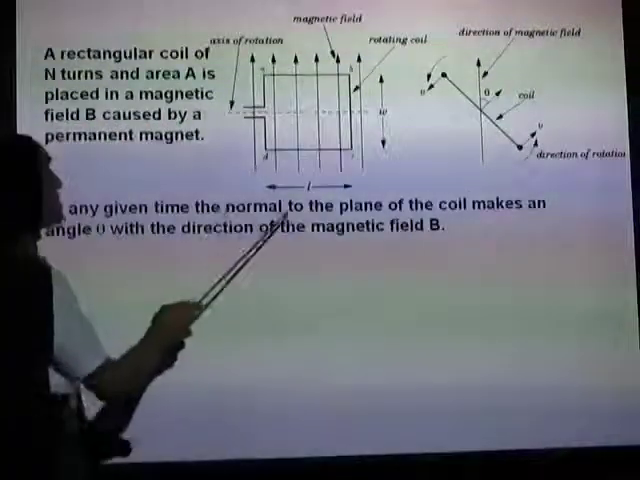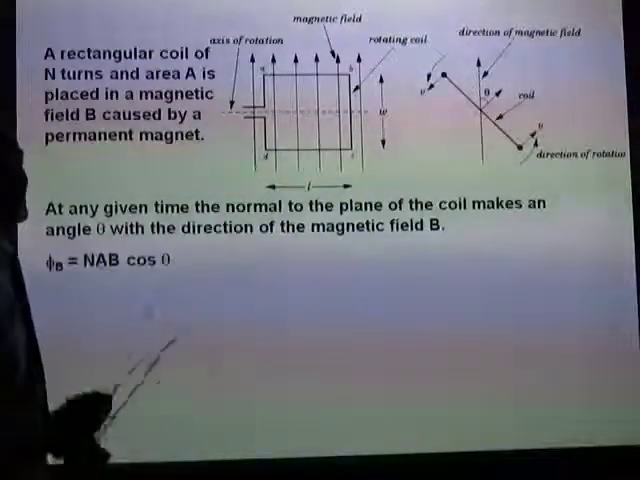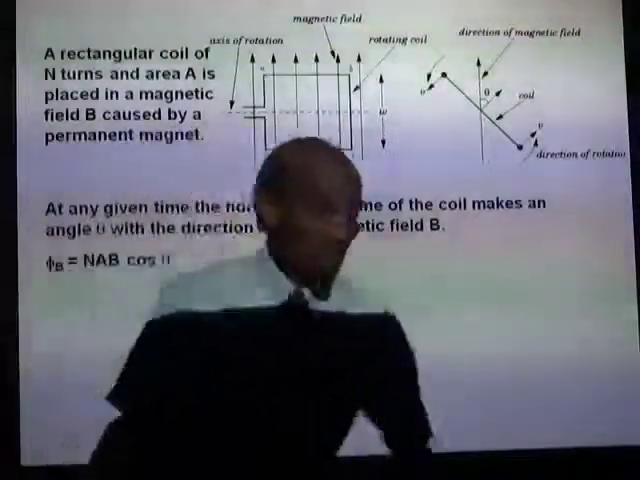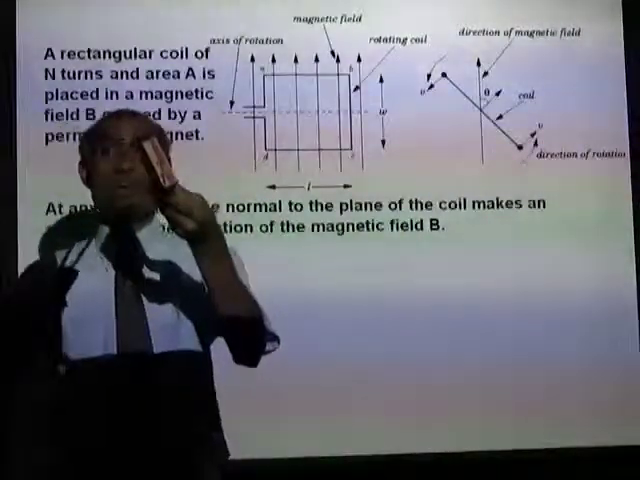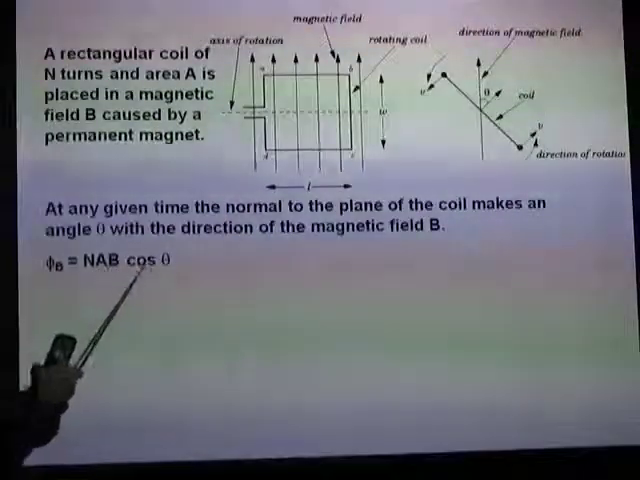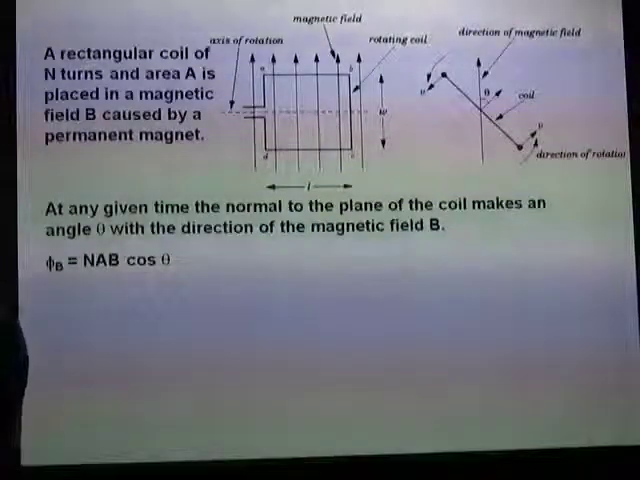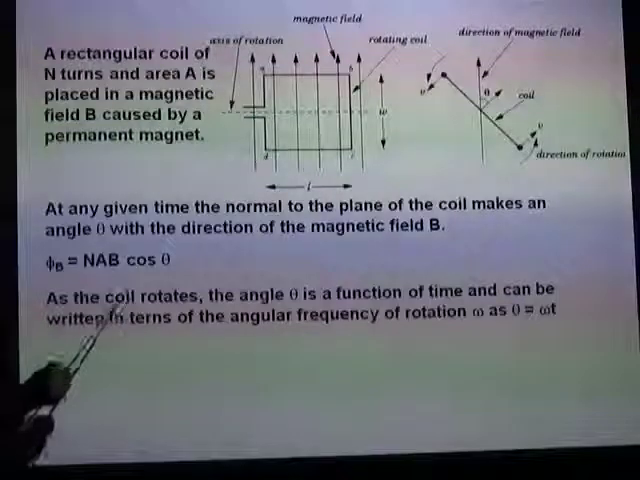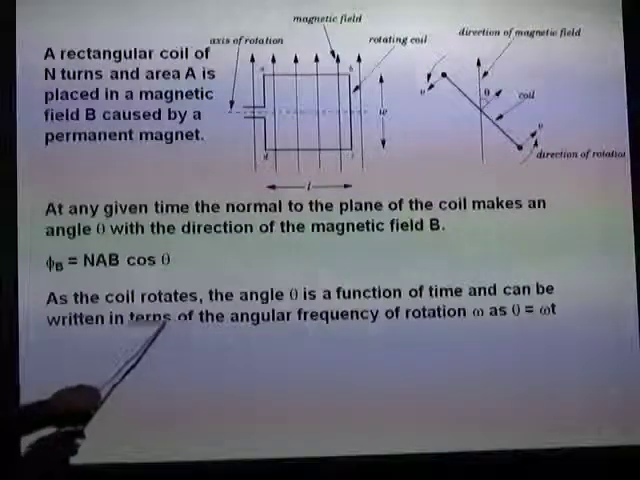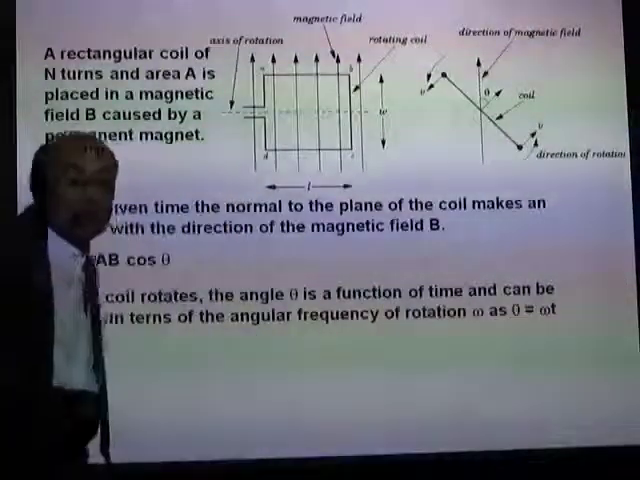At any given time, the normal to the plane of the coil makes an angle theta with the direction of the field. That means phi B, the total flux linked with a coil like this, will be N, the number of turns, times A times B cos theta, where A is the area of the coil. Well, this we have discussed already. As the coil rotates, the angle theta is a function of time and can be written in terms of the angular frequency as theta equal to omega t.